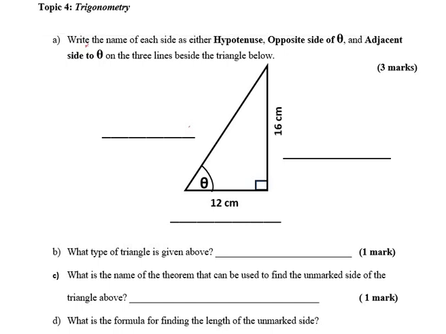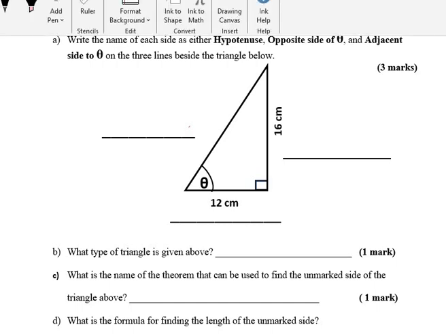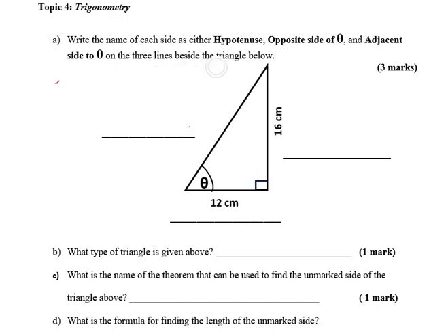Okay, so we have been given a right angle triangle, and we have to label the three sides as hypotenuse, opposite to theta, and adjacent to theta. So you can read the question properly and make sure you get the sense of what you are to do. So we have to label this right angle triangle.